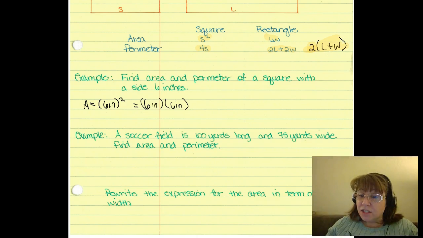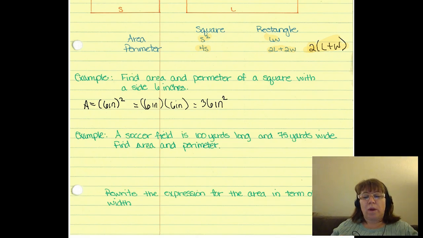Well, 6 times 6 is 36. We know that part. And inches times inches is inches squared. Now, there's a couple ways that you can write it. You can write it square inches or inches squared. I don't mind which version. But you do need to have your units. Okay, we need to know we're talking about inches. If we're given inches, our answers should be in inches.